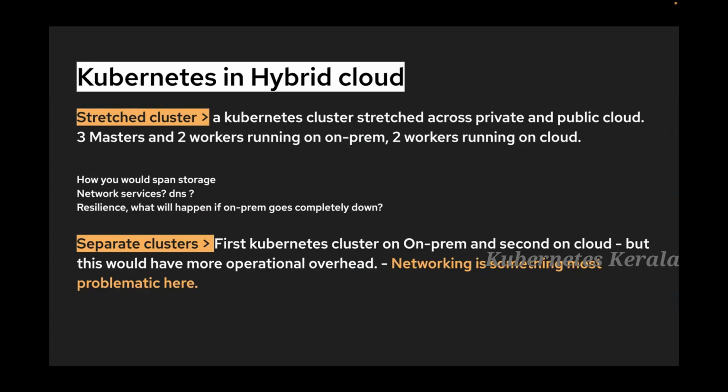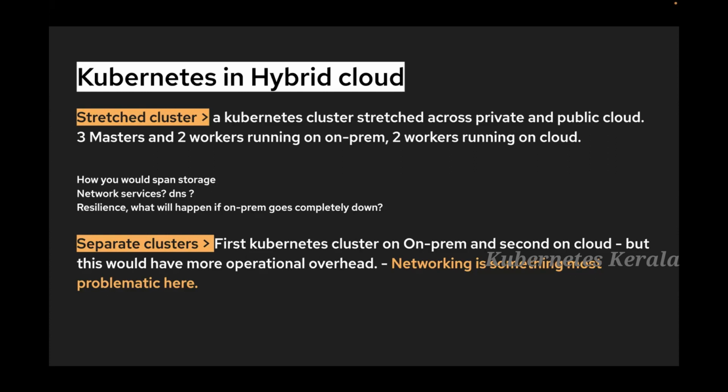But when I put this aspect of hybrid cloud in Kubernetes, I want to achieve hybrid cloud in Kubernetes. I have two options. One is that I can create a stretched cluster. You have a Kubernetes cluster with three masters and two workers, all running on your on-prem, maybe on VMware or Proxmox or any other virtualization, or maybe directly on bare metal. And then you have two workers running in the cloud.